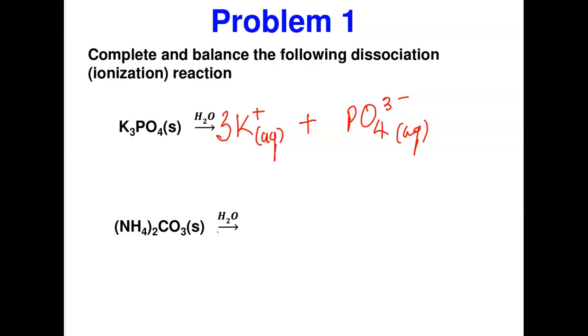This is ammonium carbonate. Both of these two guys are polyatomic ions. Of course, ammonium is the only polyatomic ion at this level of chemistry we'll talk about. And carbonate is also another polyatomic ion. So what do we do?